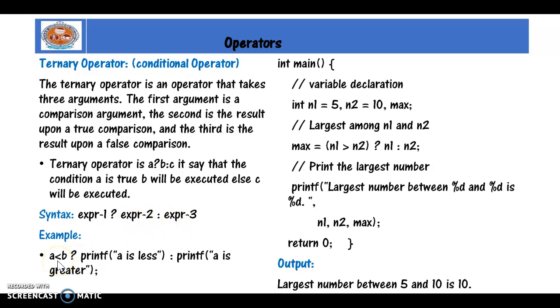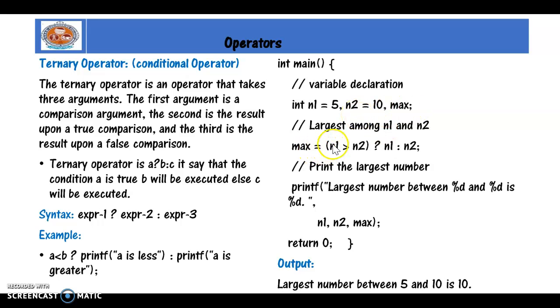So I am checking which is greatest among the two values, right? If A is less than B and it is true, then it will print A is less. If it is false, then it will print A is greater. So let us take an example. Here I am defining two variables, right? This is a variable declaration. I am declaring two variables, n1 and n2, and I am trying to check which is largest among these numbers.